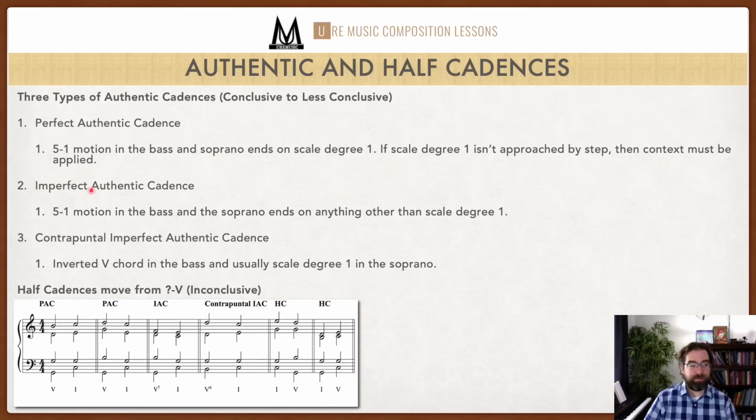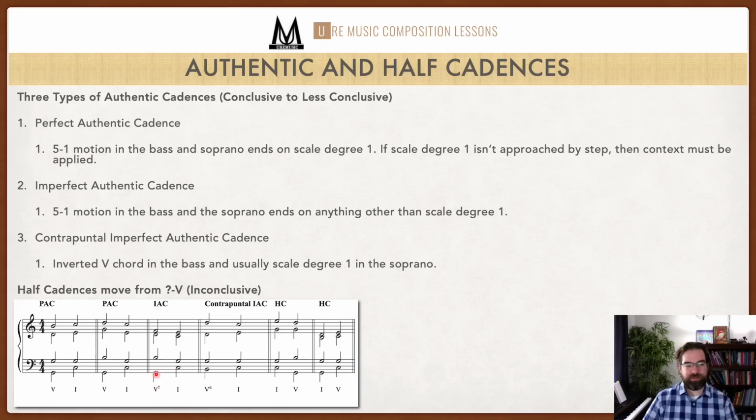So if we look at the imperfect authentic cadence, that's just a little less perfect than the perfect, right? It's just a little imperfect. Notice in this example, I only have one. Scale degree 3 is in the soprano. It's still approached by step, and that naturally happens because we tend to want to use stepwise motion, but it's still an authentic cadence because you have the 5-1 motion, and then this just stepwise motion into a 3rd instead of scale degree 1 in the soprano. That makes it an imperfect authentic cadence.